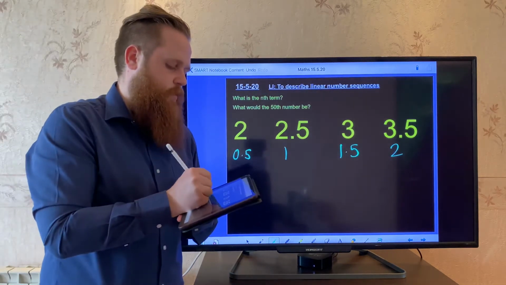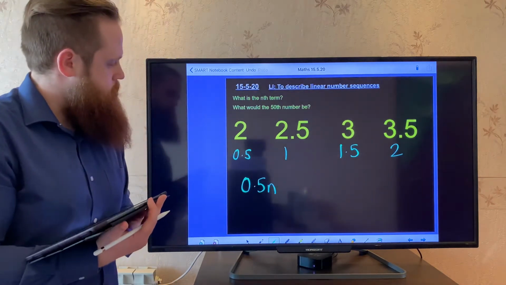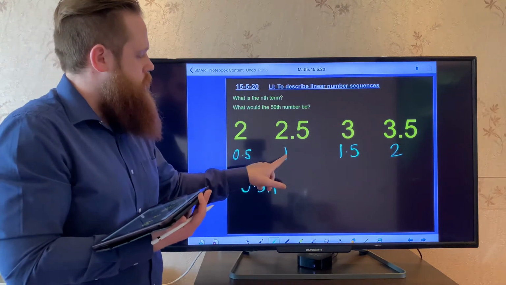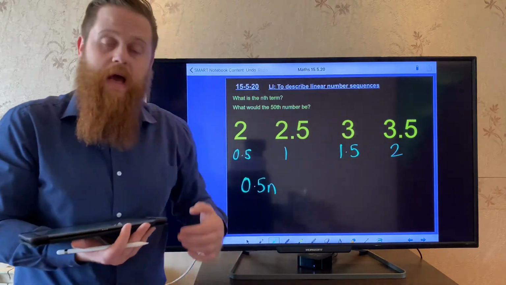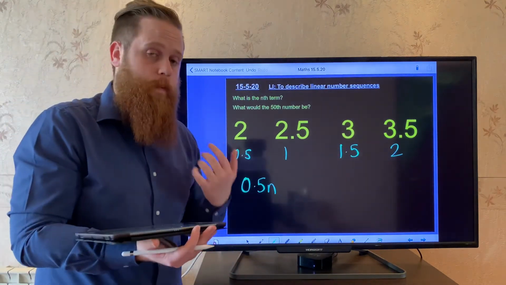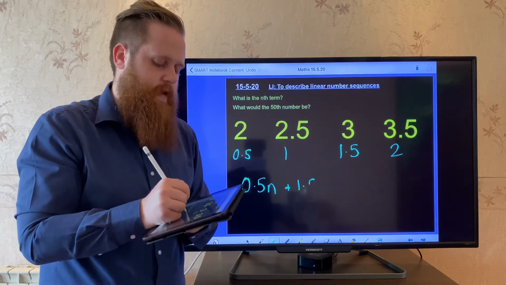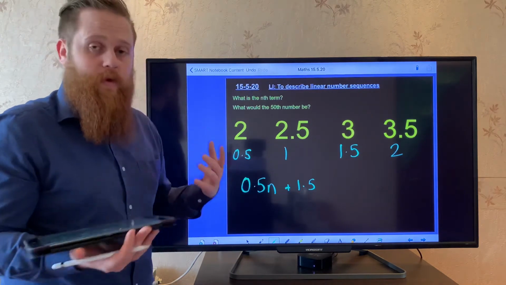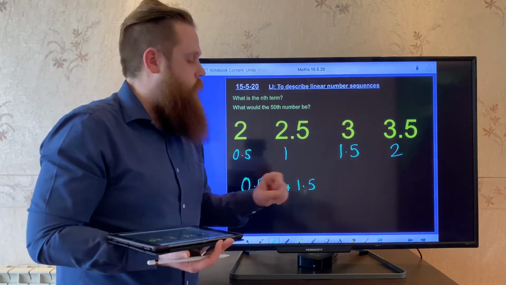So it's going to be 0.5n. And then how do I get from 0.5 to 2? 1 to 2.5, 1.5 to 3, 2 to 3.5. I'm going to be adding 1.5. Okay, that's how I would get that, add 1.5. So here, one of the ways that you could look at this would be 0.5n plus 1.5.